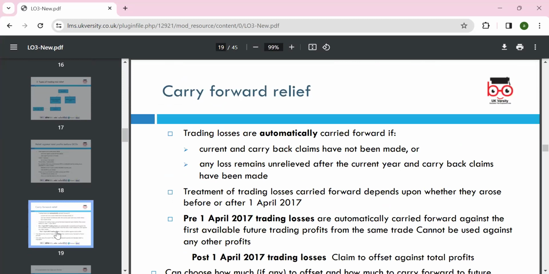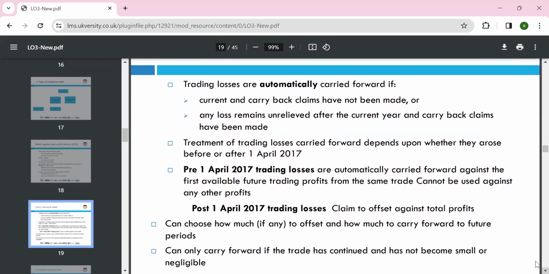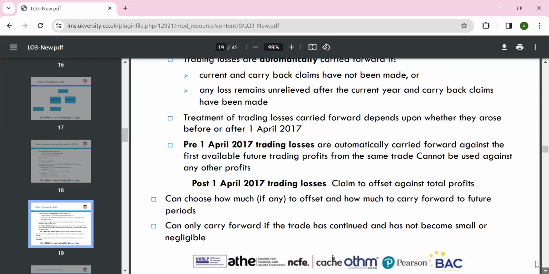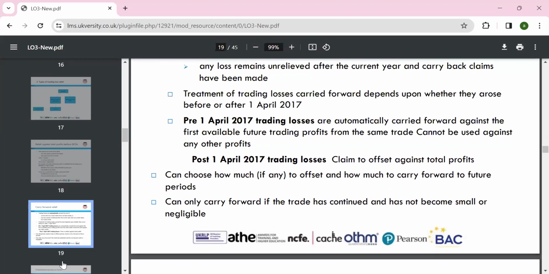Yes, trading losses are automatically carried forward if the current year or the carryback claim has not been made, for any losses that remain unrelieved after the current year and the carryback claim have been made. So trading losses are automatically carried forward against the first available future trading profit, so they cannot be set against any other profit. We can make a claim to offset against the total profit, and we can choose and adjust it accordingly, which we will go through on the numerical side.